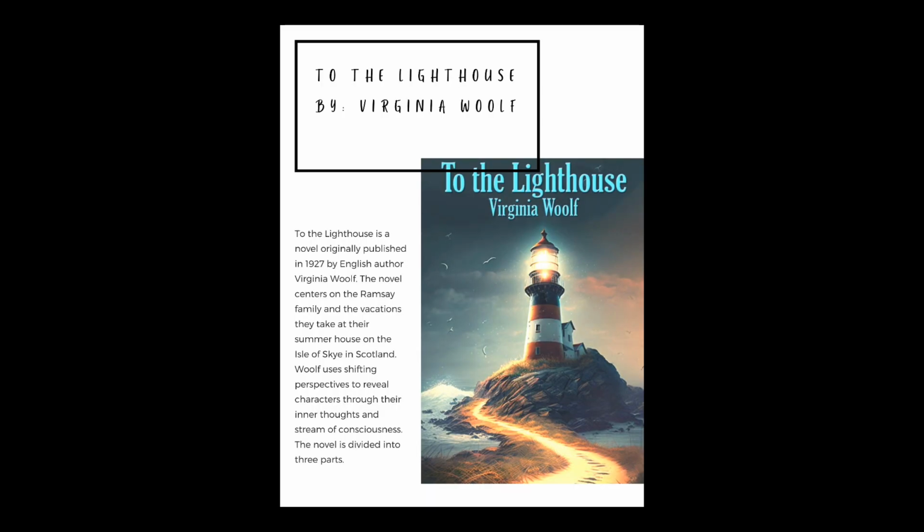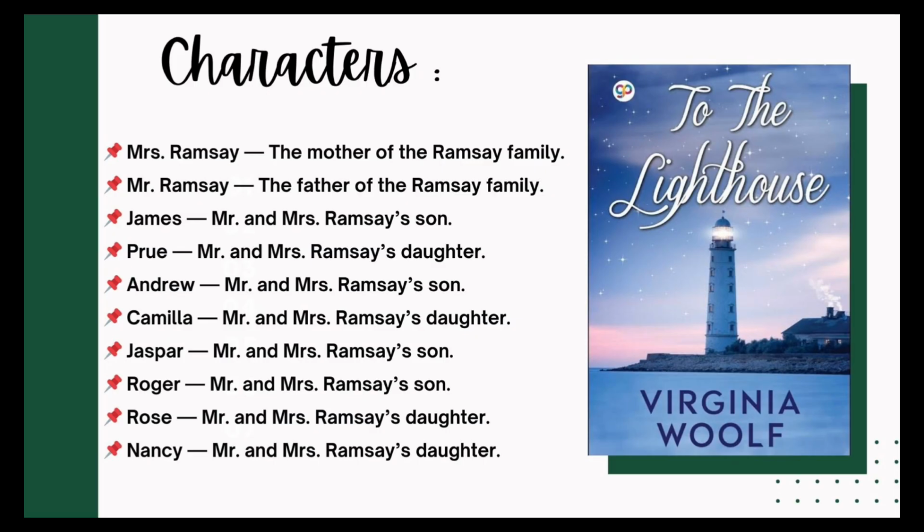To the Lighthouse is a novel originally published in 1927 by English author Virginia Woolf. The novel centers on the Ramsay family and the vacation they take at their summer house on the Isle of Skye in Scotland. Woolf uses shifting perspectives to reveal characters through their inner thoughts and stream of consciousness. The novel is divided into 3 parts. Before we proceed to the story of the lighthouse, I will introduce first the characters.